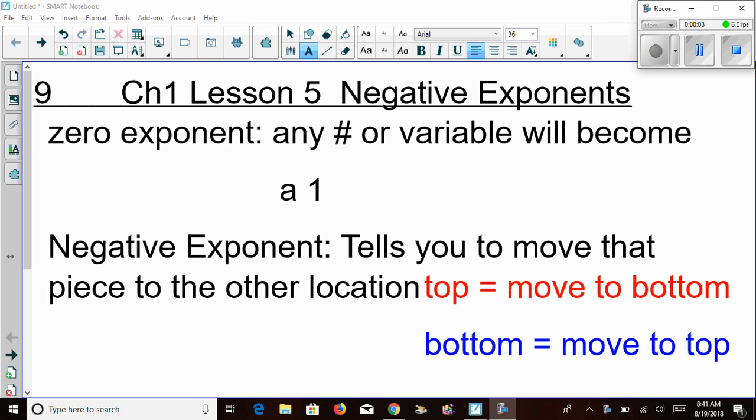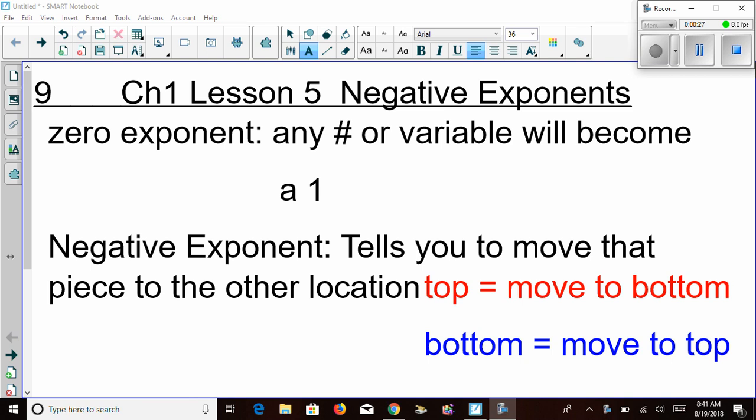Chapter 1, Lesson 5 is going to be on negative exponents. We've got two pieces to start off with. The first one is the zero exponent, which I talked about in the previous video. We just have to remember that any number or variable raised to the zero power just becomes a 1.